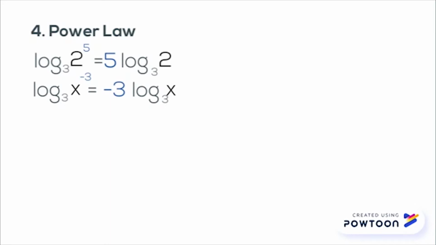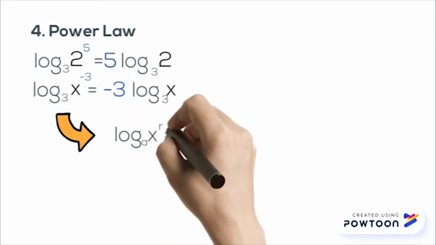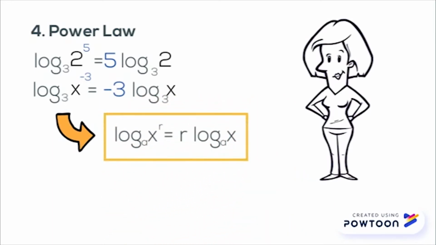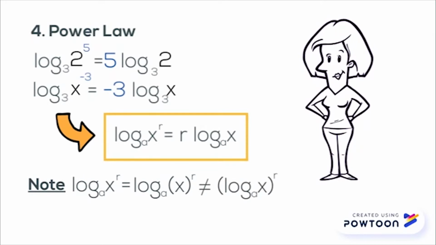With these examples, we can form a general formula, which is log base a of x to the power of r is equal to r times log base a of x. Please be noted that if you see log base a of x to the power of r like this, it means only x itself is powered, not both log and x.